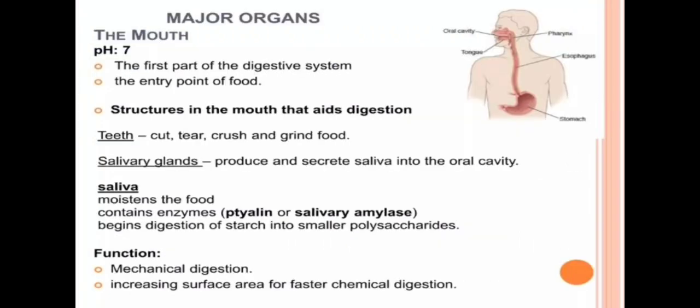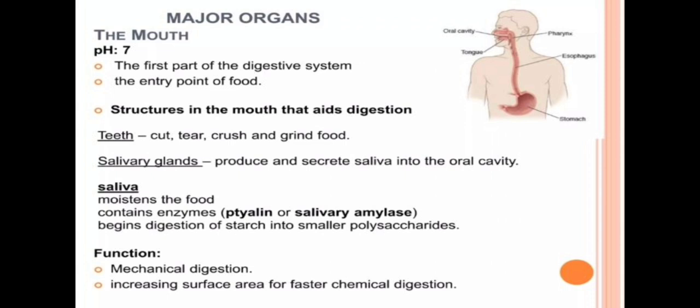First, mouth. The pH of the mouth is 7 and it is the first part of the digestive system and the entry point of food. So, the mouth consists of teeth and salivary glands. Teeth are used to tear, crush, cut and grind the food. Salivary glands produce saliva and help in digestion.